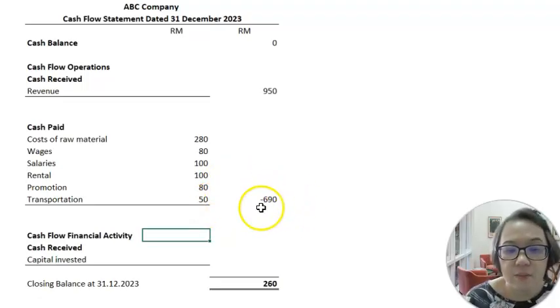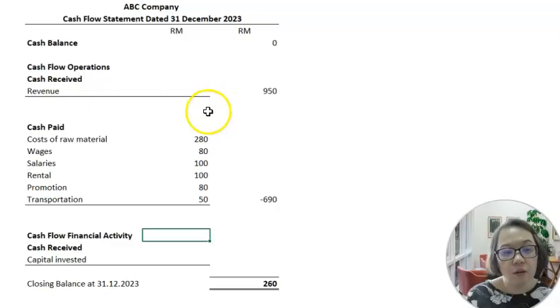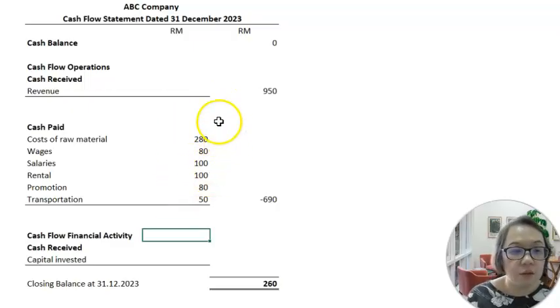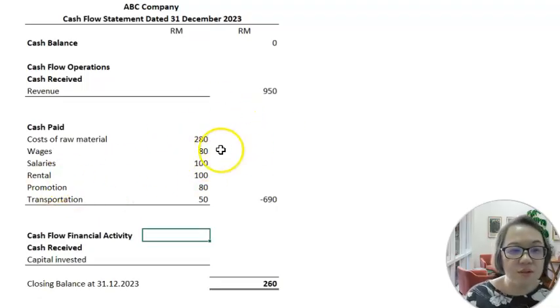Why can you see a minus sign? It means that I have to minus this from the revenue. So if your cost is lower, you can reduce the items here. But if you have more cost than this, you can increase the items here also.